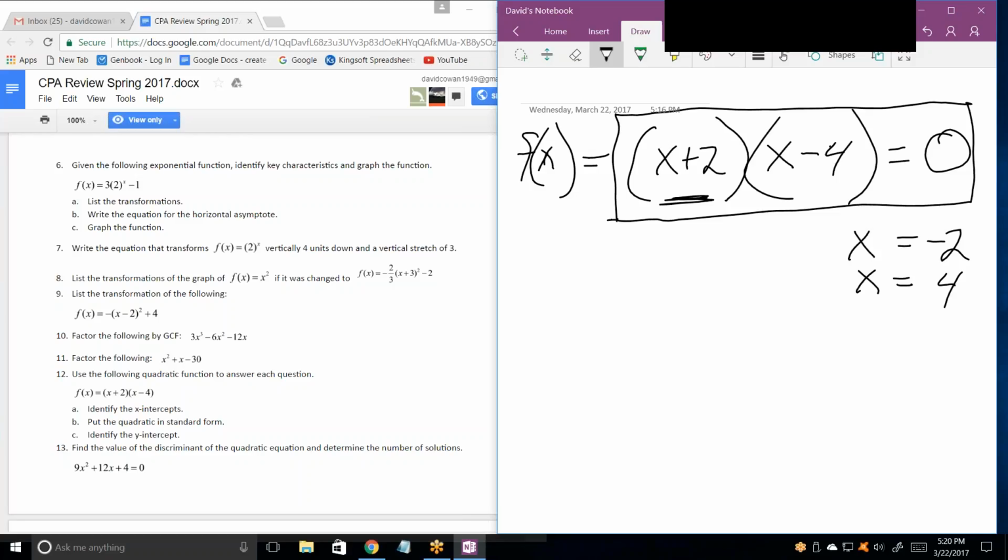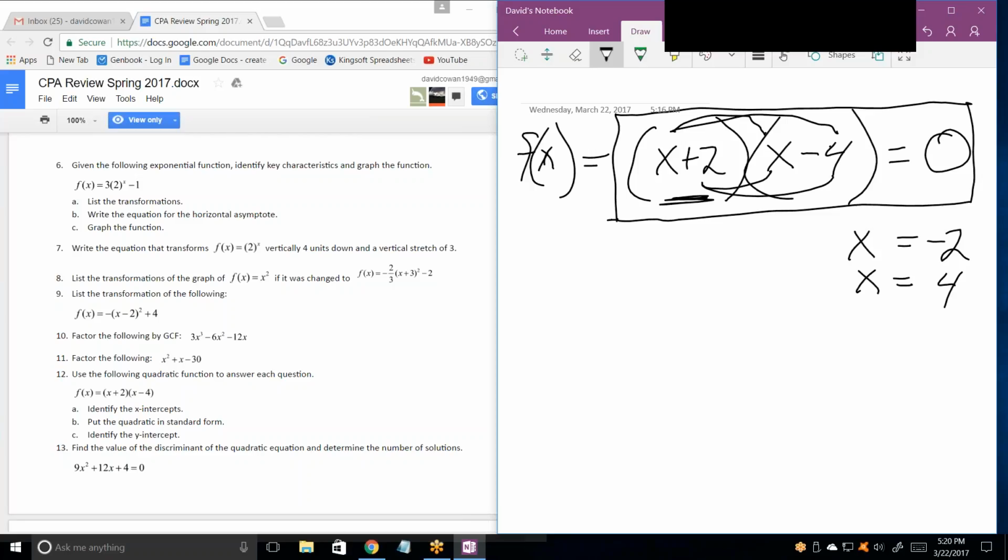Foiling it. Multiply every term by every term. In other words, that times that, that times that, that times that, that times that. That'll put it in standard format. So do the first one.